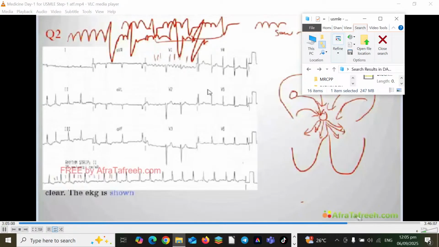Is it clear how we diagnosed it? There are irregular PR intervals. The PR intervals are irregular and there are multiple P waves which are getting activated.